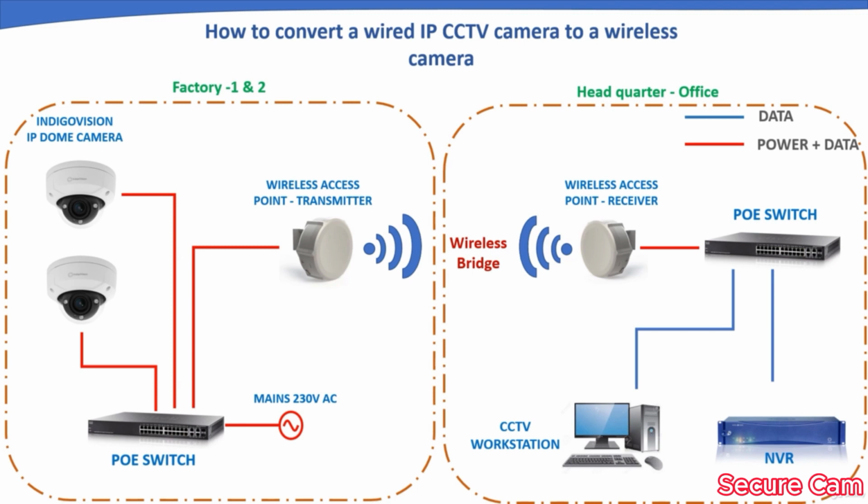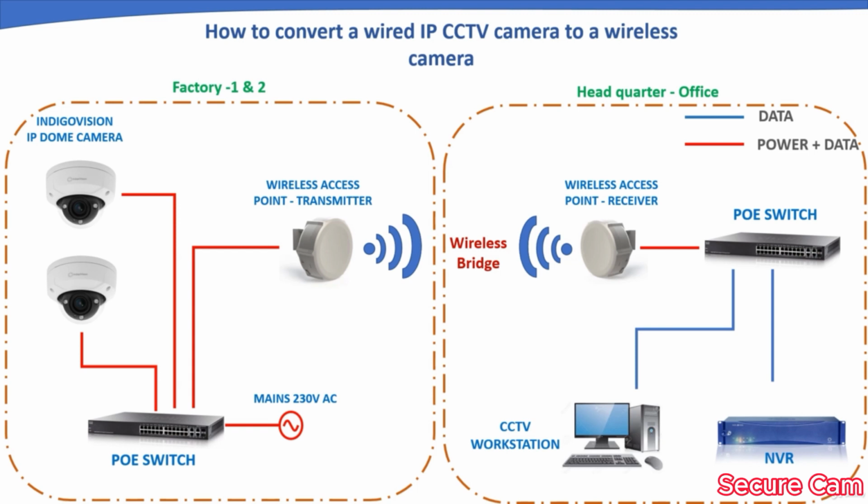Now, what we can do is install a wireless access point transmitter at the roof of Factory 1 and Factory 2, or at a location where we can get a clear line of sight to our headquarter office wireless access point receiver. Now, we will connect this wireless access point transmitter to a PoE switch where all the CCTV cameras are connected or networked.